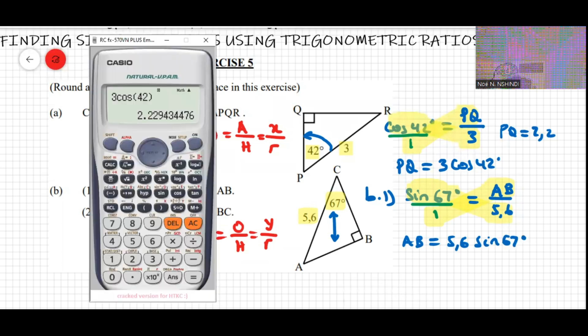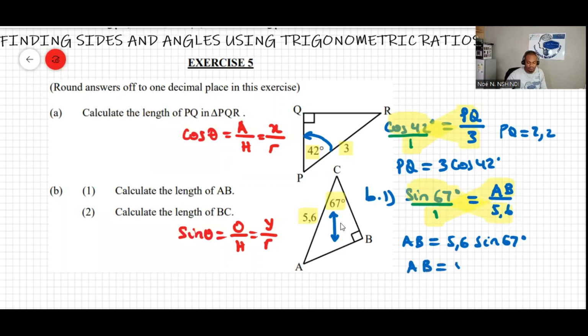Then we can use our calculator. We do 5.6 multiplied by sine of 67 degrees, and then hit equal. This is equal to 5.15. To one decimal place, I look at the second decimal value, which is 5, so I will increase the 1 by 1 unit. That makes AB 5.2 units. Those are sides. They're not expressed in degrees. They're expressed in units like centimeters, meters, and so on.